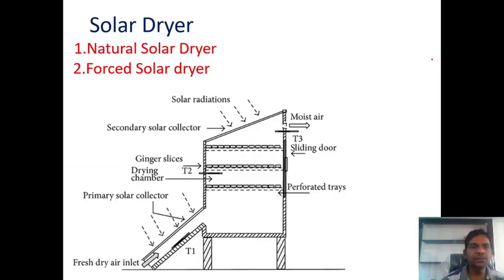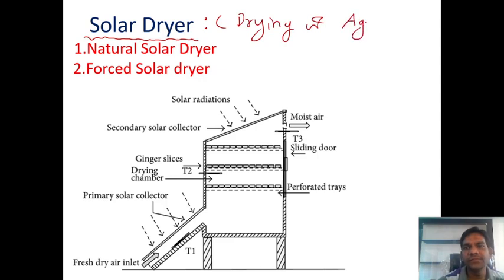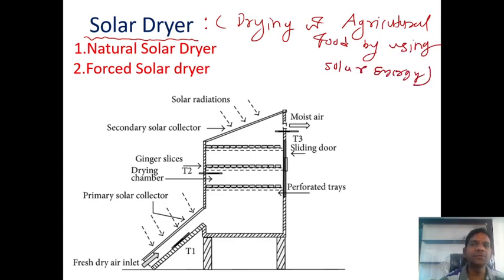Now another solar application is, guys, the solar dryer. This solar dryer is used for drying of agriculture food by using solar energy. That means the agriculture food that we have, we are drying by using solar energy.